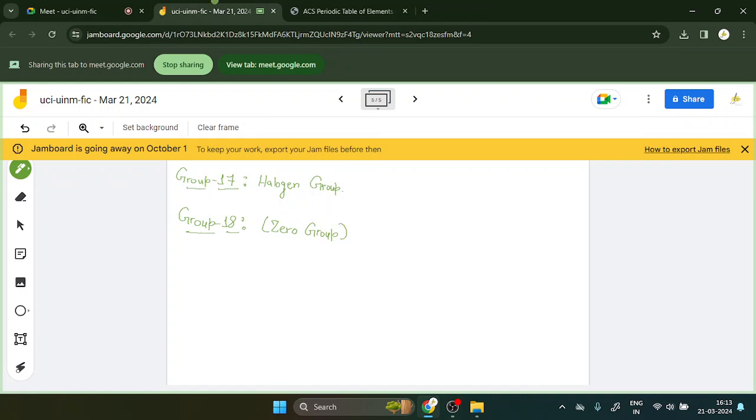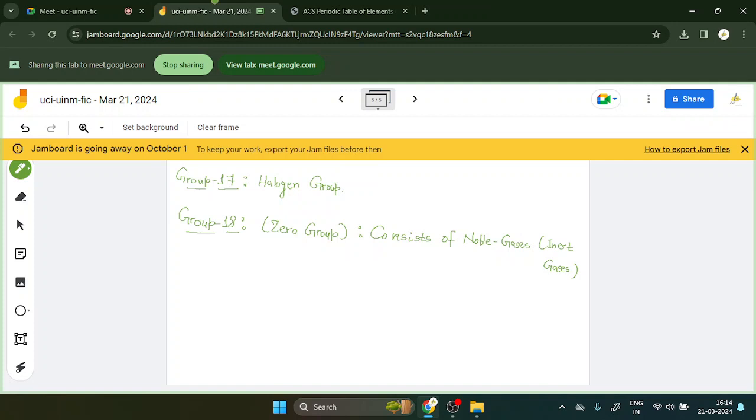Okay, zero group. Why is this called a zero group? Because it consists of the noble gases, or inert gases. This group consists of noble gases, or we can say inert gases. Inert gases. Clear? This is group 18.